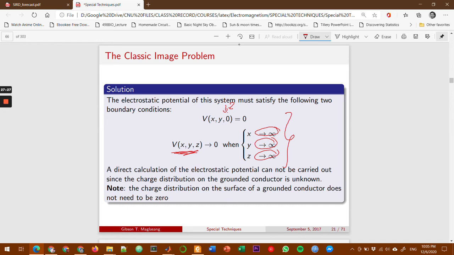So a direct calculation of the electric potential cannot be carried out because the charge distribution is not given. If it were given, then we could just easily calculate it using this equation: rho d tau over r squared, r hat. Such is not the case here. So we need a different technique. We'll use the idea that the potential is 0 here, so we can use our del squared V equals 0, the Laplace equation, where the charge density rho is 0.